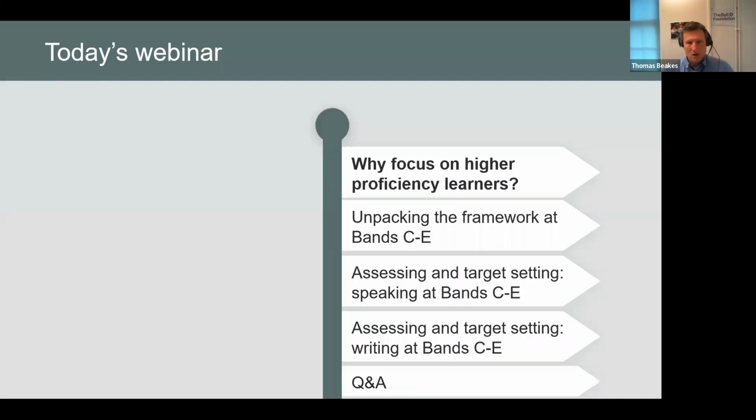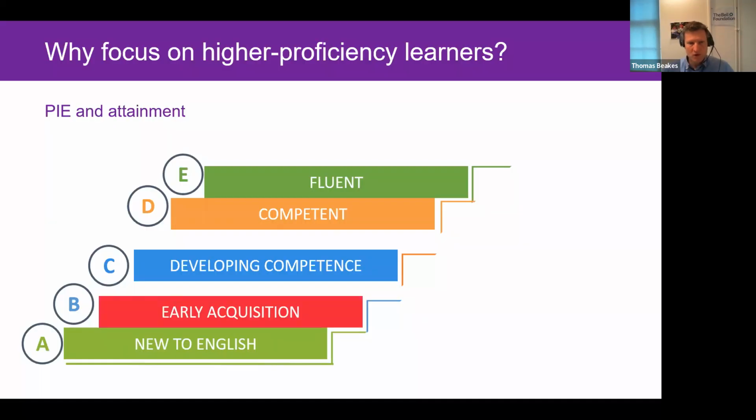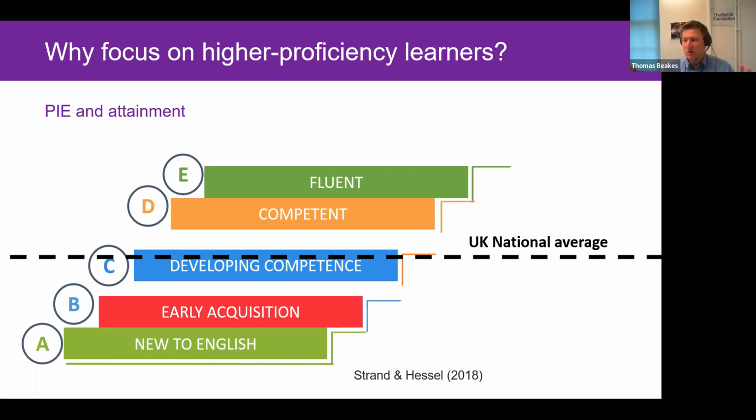So why then is it useful to focus on these higher proficiency learners? Well, first of all, here are the 5 proficiency bands that I just mentioned that we're using, and these are aligned with the descriptors that are used by the English Department for Education, and research that was carried out by the University of Oxford in collaboration with the Bell Foundation tells us that learners operating at band C and above achieve at or above the UK national average academically. This is across subjects and across year groups. I think Caroline will pop a link to the report in the comments if you're interested in more detail. But you'll notice that learners at band C are very close to the national average.